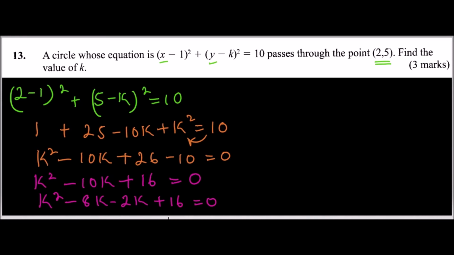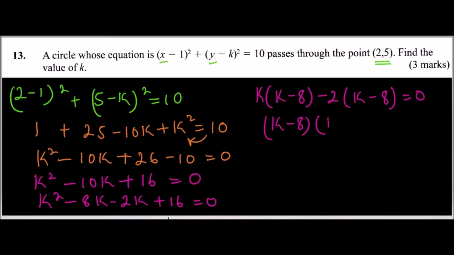So we factor out k here. We'll be left with k minus 8. And then we factor out minus 2. We'll be left with k minus 8, which equals 0. So we factor out k minus 8, and we have k minus 2 equals 0.